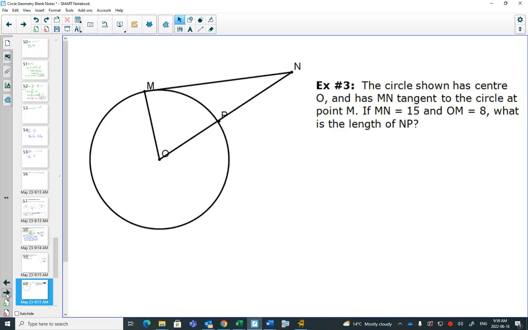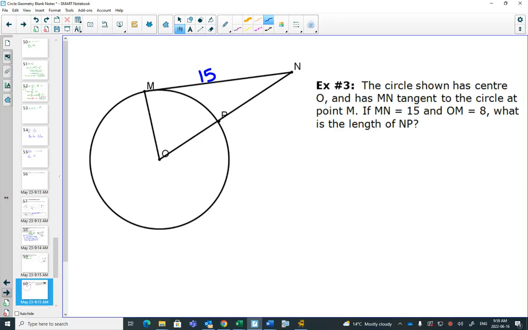Center at O. MN is tangent at M. If MN is 15, okay? Now, I hope you're getting to the point where if they give you lengths and they ask you lengths, your brain goes, I have to use a squared plus b squared equals c squared. I have to look for right-angled triangles if it's possible. So as soon as I got a number here, my brain automatically goes, is there any right-angled triangles? Is there any ones that I can do?